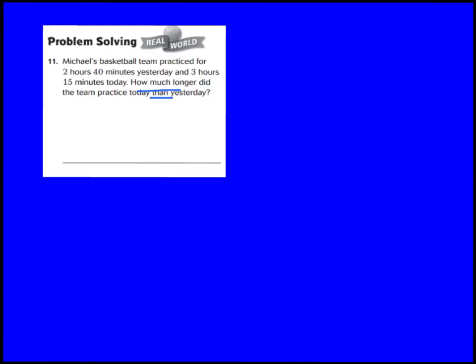I want to put my larger value on top. That's going to be 3 hours 15 minutes. And we're going to subtract our 2 hours and 40 minutes from our 3 hours and 15 minutes. Now this is a little bit difficult to do because I can't subtract 40 minutes from my 15 minutes without regrouping. So you can either regroup, like we did in the last question together, or you can convert this all to minutes and then subtract. I'm going to go ahead and convert it all to minutes with you, and you can see how it can be done that way.